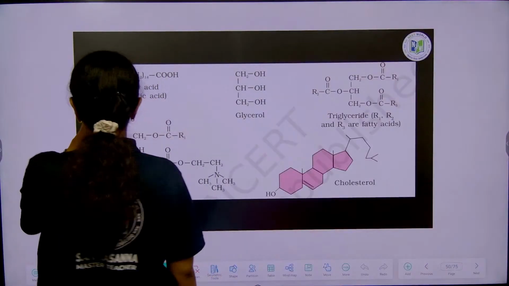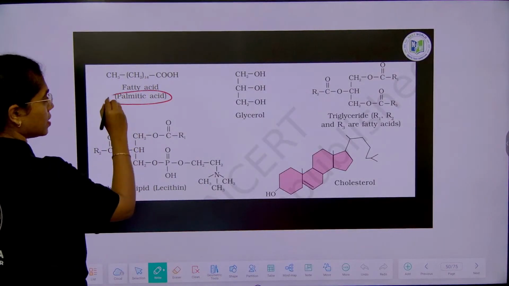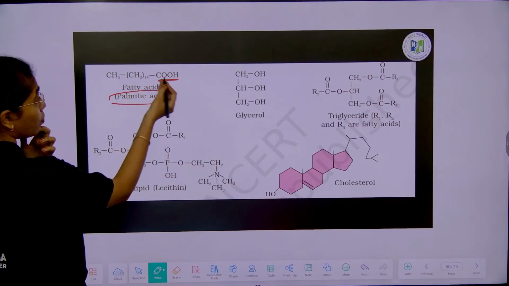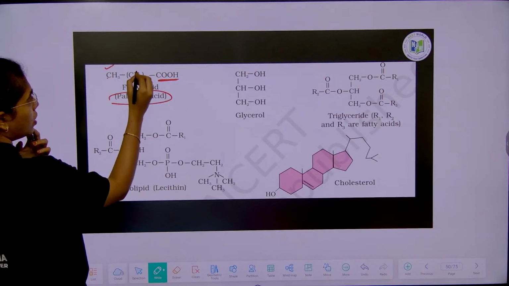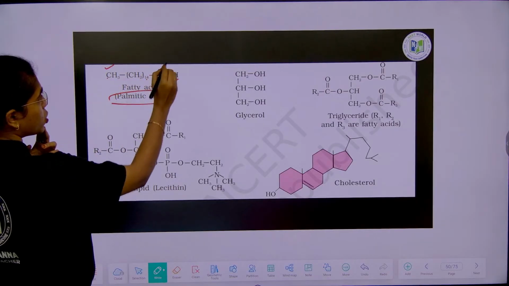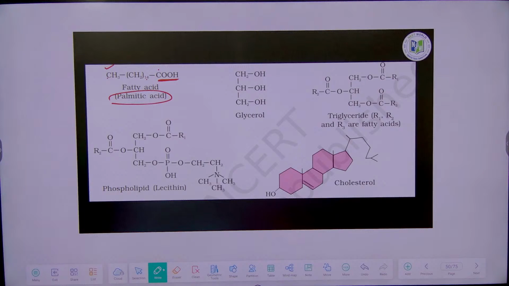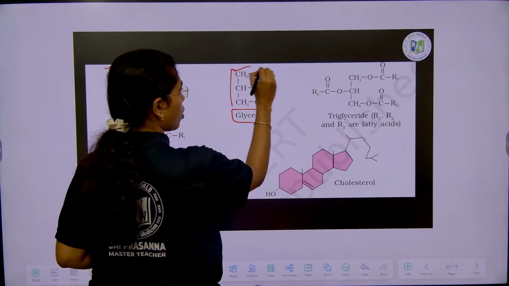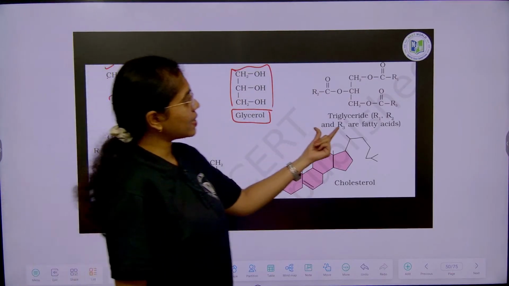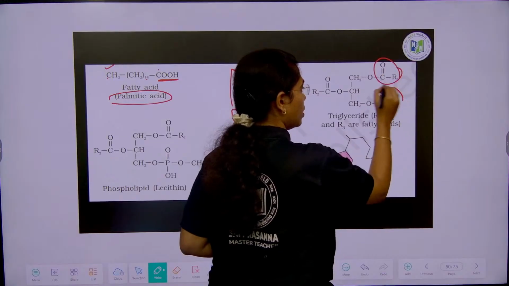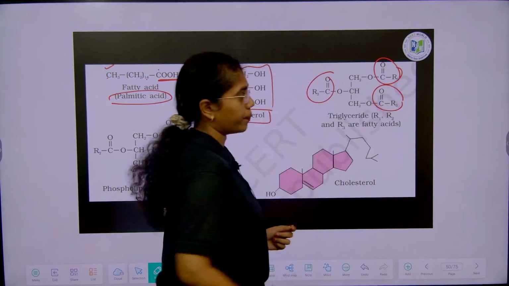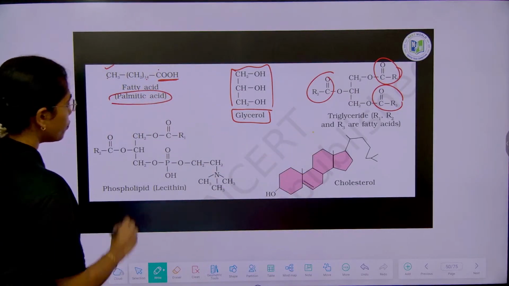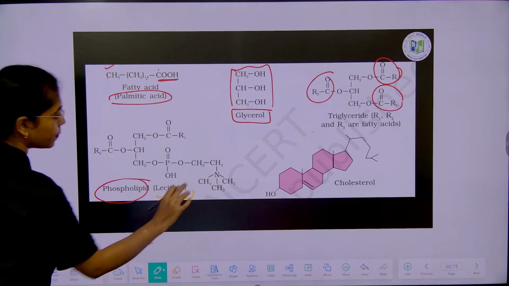This is what is given in our NCERT. Palmitic acid, how to check? It has a carboxyl group, fatty acid. How many carbons along with carboxyl group? 1 plus 14, 15 plus 1, 16. And then glycerol, it has one unit of glycerol, which is trihydroxypropane. Triglyceride, it has 3 fatty acids, 1, 2 and 3, along with glycerol unit, right? So this is triglyceride.